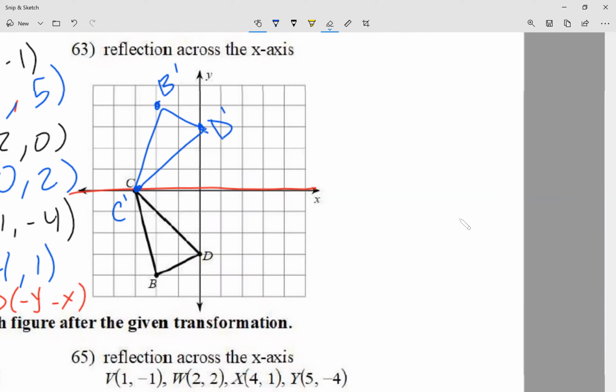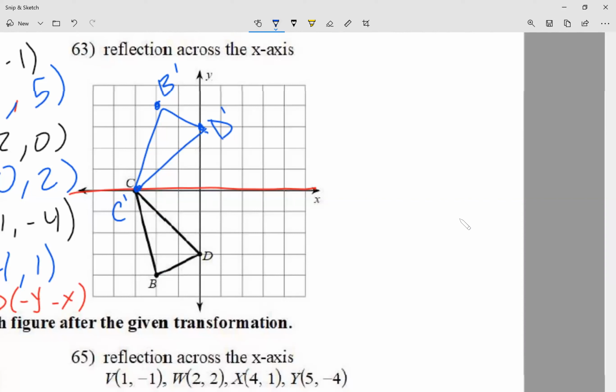Now in the homework, I'm going to ask for the coordinates of a specific point. So if I ask you for B prime, just give me the coordinates of B prime. If I ask for the coordinates of D prime, just give me the coordinates of D prime or C prime, whichever one I ask. That's one way, counting spaces.